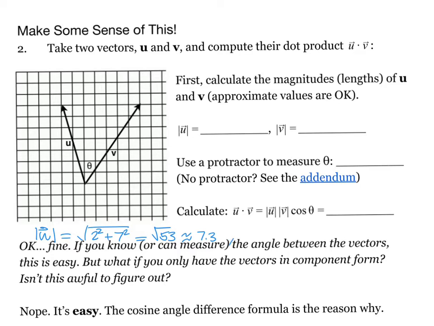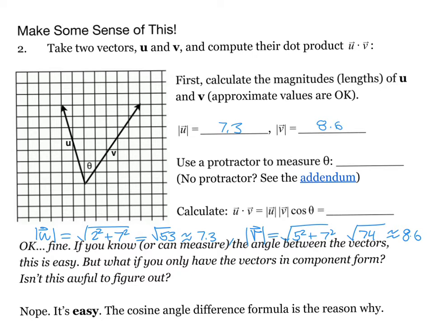Now, vector v, let's take its magnitude using the same technique. Its horizontal component is 5, so it's going to be 5 squared plus the vertical component, which is the same as the other one, 7 squared. So we've got the square root of 74. And my calculator says that the square root of 74 is about 8.6. So let me fill in my work up here. Magnitude of u is about 7.3. Magnitude of v is about 8.6.